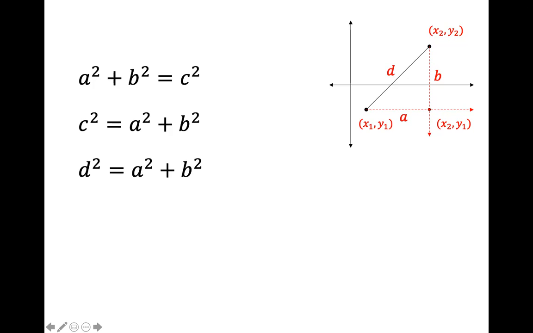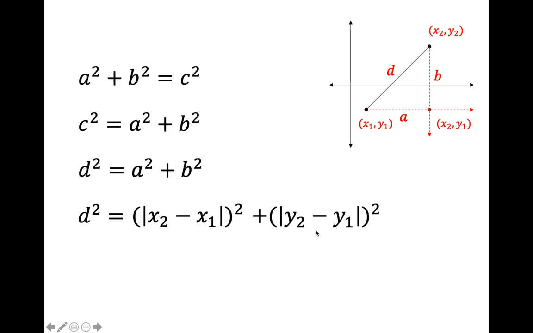Well, let's see if we can figure out how long A is. We just figured out in the previous slide that it's a horizontal segment, so we just subtract the two x values and take the absolute value. So if I subtract the two x values, take the absolute value, and then square it, and then to find B, that would be the y values subtracted, absolute value, squared, right?